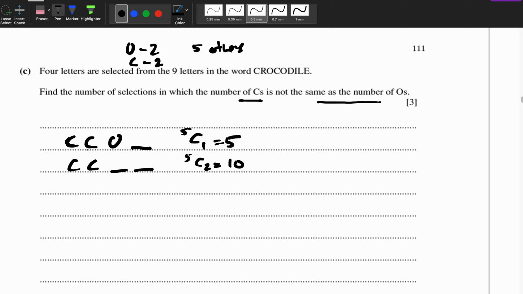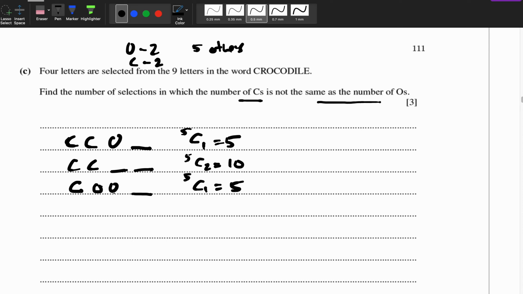After that, what should we do? We have done 2C. Now we move on to 1C. Okay, 1C you can start with 2O. If 1C with 2O, then you can allow one more other. So this one is similar to the first one. So this is also 5C1. So it's fine.